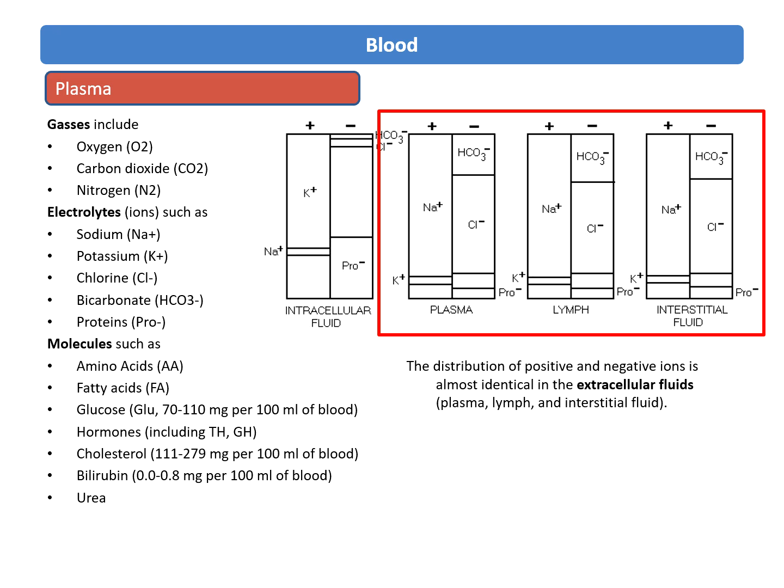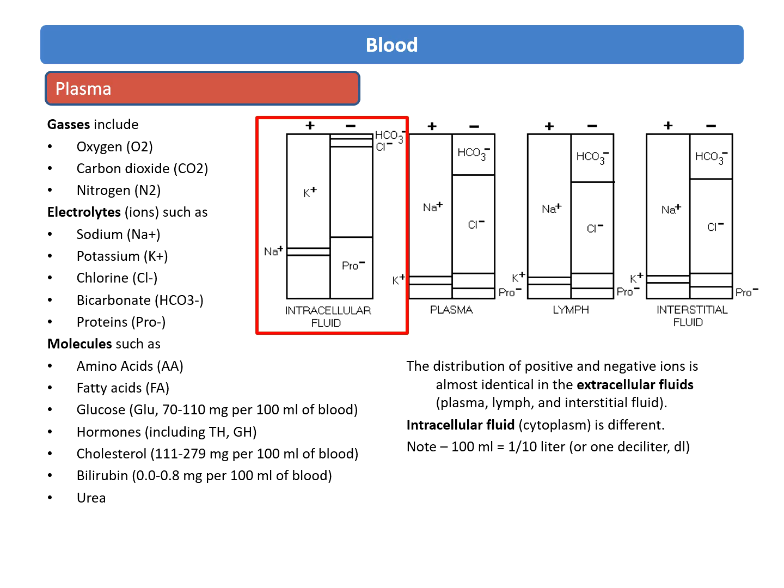Notice that the distribution of positive and negative ions is almost identical in the extracellular fluids of the body: plasma, lymph, and interstitial fluid. The intracellular fluid, that is the cytoplasm, on the other hand, is different. Notice that we've referred to 100 milliliters. It's the same as 1/10 of a liter or 1 deciliter, abbreviated dL.